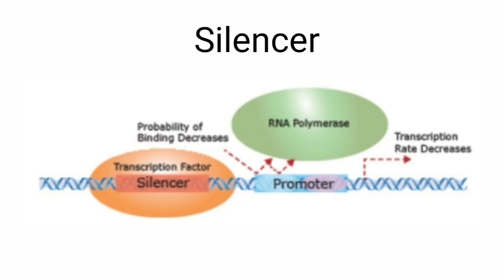A silencer has the opposite effect on transcription. When a silencer sequence binds with a transcription factor, the probability of RNA polymerase binding with a promoter decreases, and thus the rate of transcription of that gene decreases. A major mechanism by which cells respond to external inputs is by changing the level of transcription factors present in particular cells at particular times.